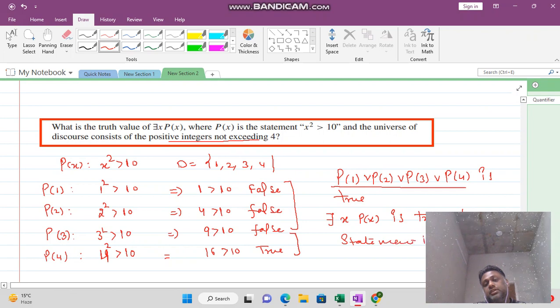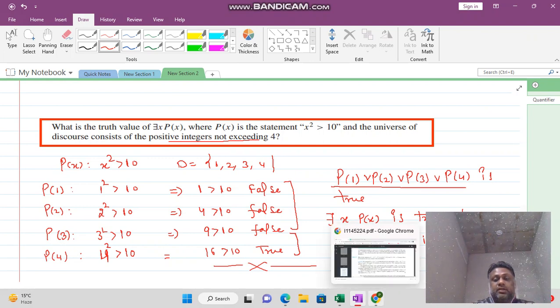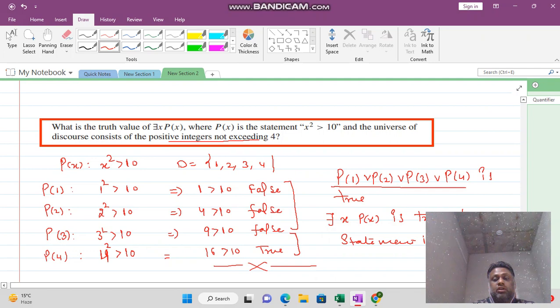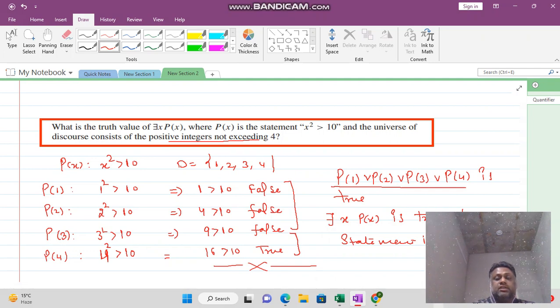So these are the main examples of the existential and universal quantifiers. I hope you have learned how to solve all these problems. More about it will be discussed in the next class. Thank you very much.